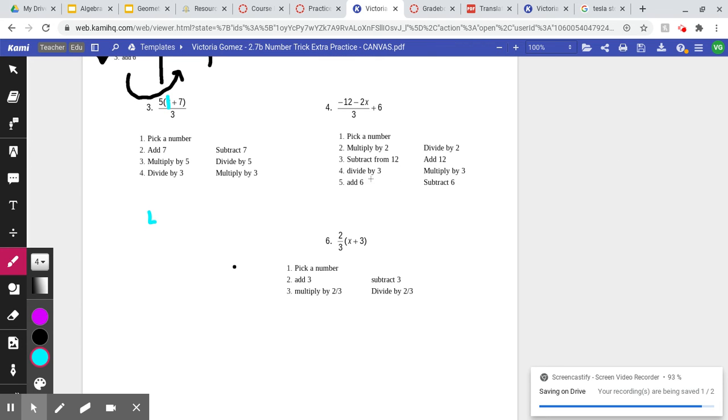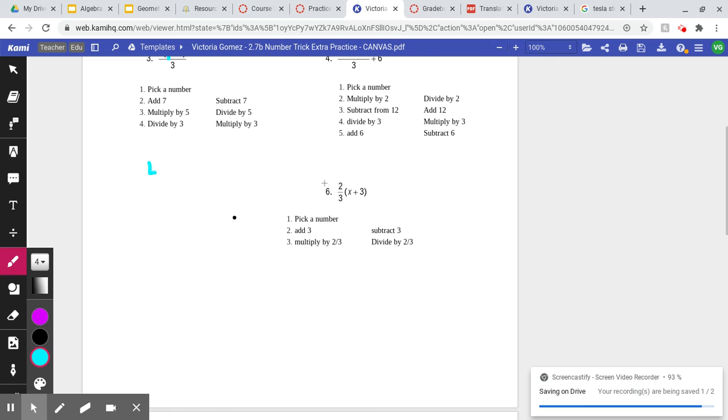So here's the other examples. This one, I know it has a fraction in there, but don't freak out. You're still picking a number and then adding 3 and then multiplying by 2/3. So the opposite of multiply by 2/3 is divide by 2/3. The opposite of add 3 is actually subtract 3.